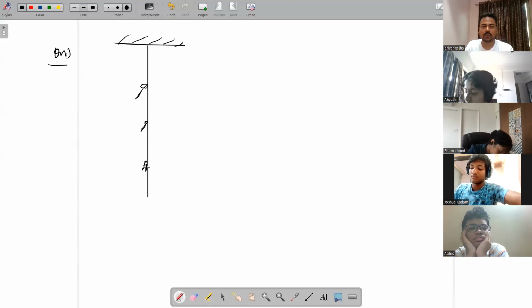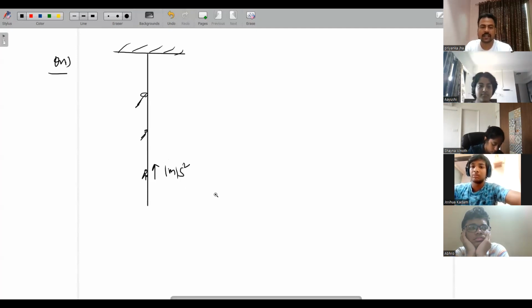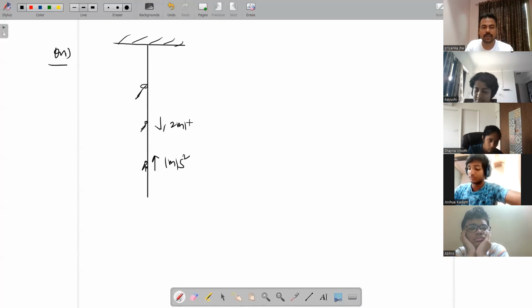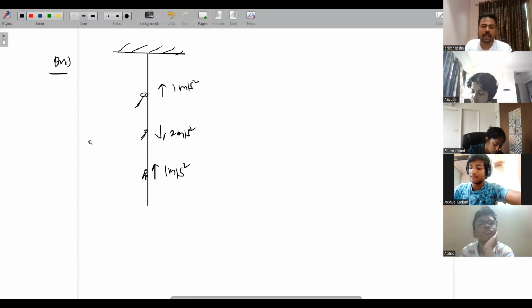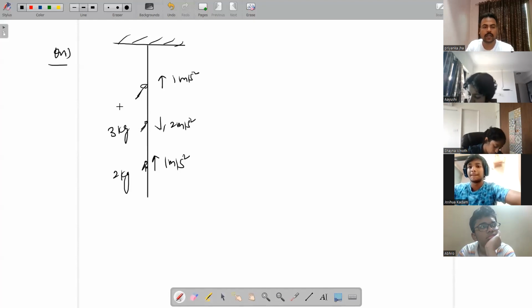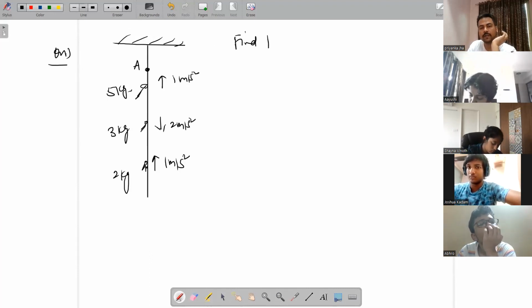This monkey is going up with some acceleration, 1 meter per second square. And this monkey is coming down with 2 meter per second square acceleration. And this monkey is going up with 1 meter per second square. And mass of the monkeys are like 2 kg, 3 kg, 5 kg. There is a point A here. We have to find tension in the rope at point A.